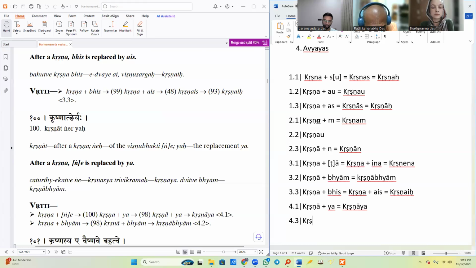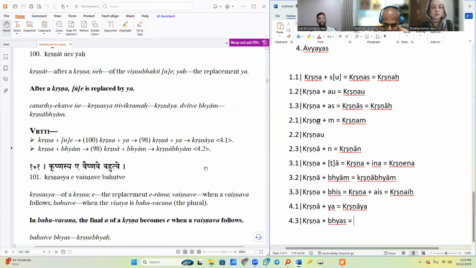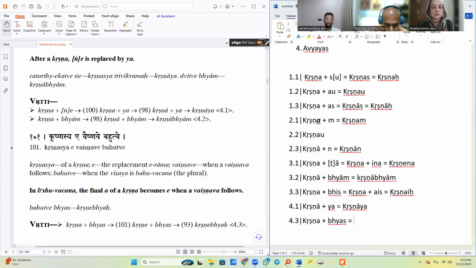4.3. Nge Byam Byas. Krishnasya e Vaishnave Bahutve. In Bahuvachana, Sutra 101, the final of a Krishna becomes E when a Vaishnava follows. Now, Bhyas is Bahuvachana, right? It's plural. And it begins with a Vaishnava. Bha is a Vaishnava. So the final A becomes E, and we get Krishnebhya.